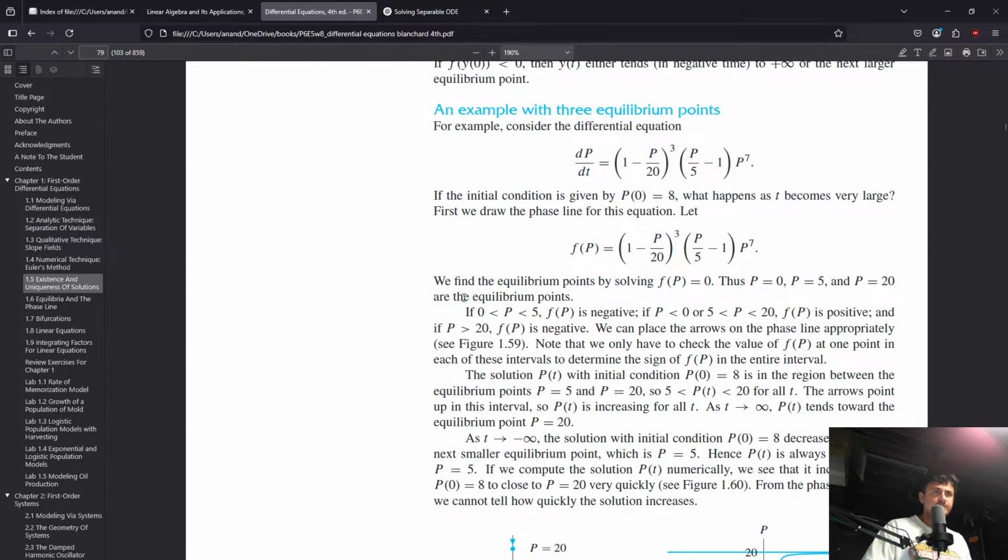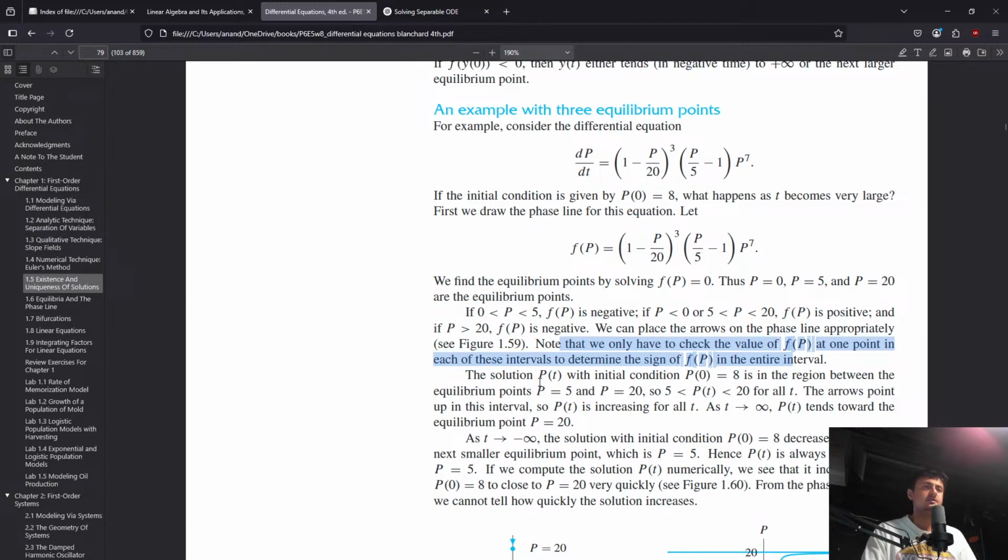All right, they get the equilibrium points. Then they evaluate f of p, and they find it's negative, so it's going to be decreasing on this interval, and they find that f of p is positive on these two intervals, and negative on this interval. So we can place the arrows on the phase line appropriately. Now, note that we only have to check the value of f of p at one point in each of these intervals to determine the sign of f of p.